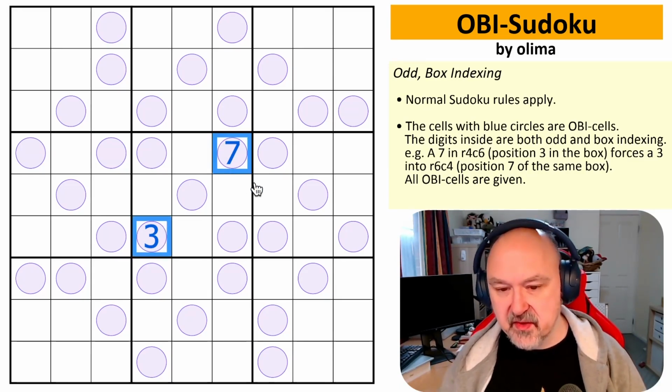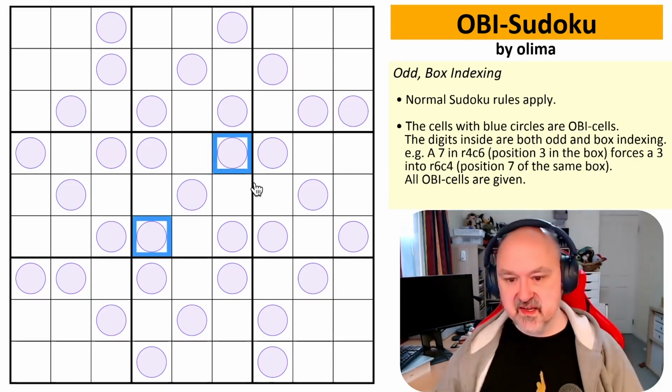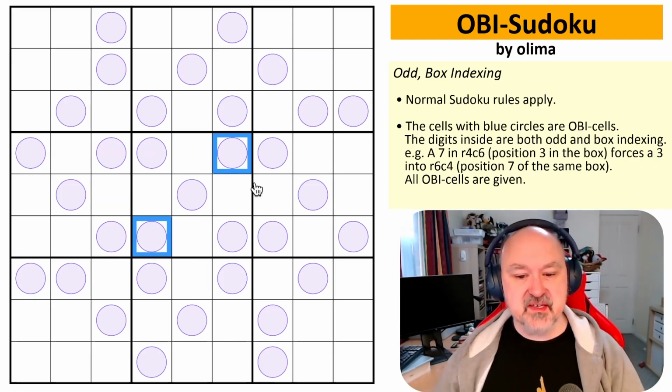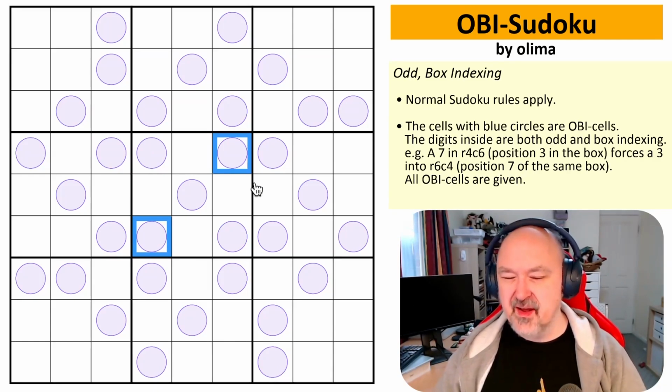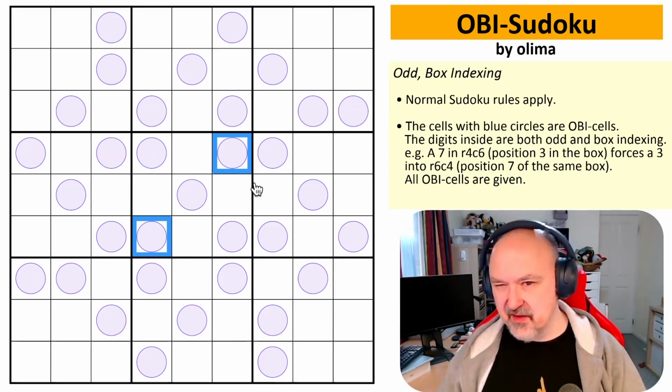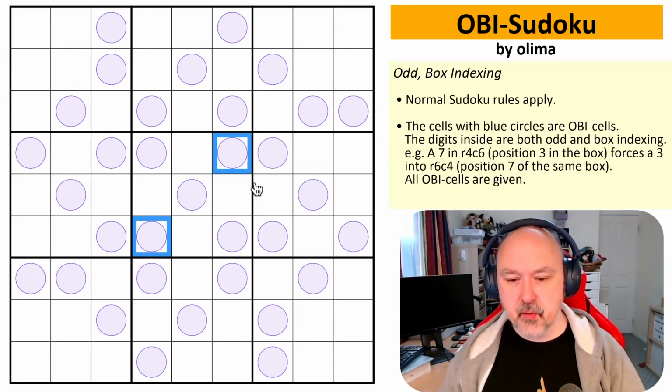Now, the thing that I'm confused about is, I believe what that means is all odd box indexing cells are given. It's quite possible that there are even box indexing cells because they're not odd. So that might be something I have to watch out for, but all odd box indexing cells are given. So let's give this a shot.